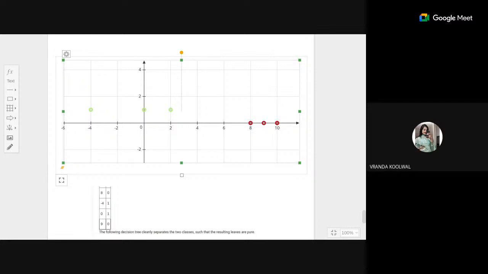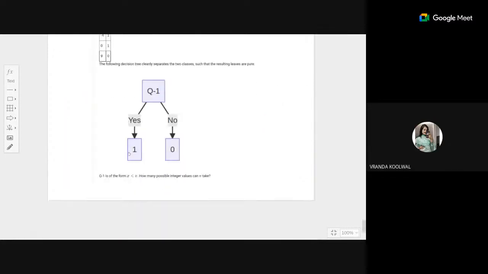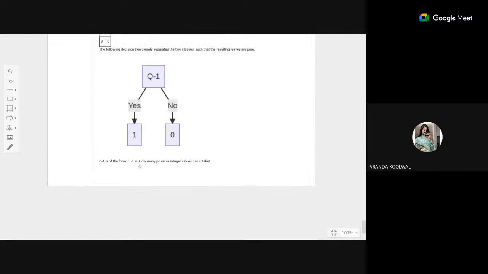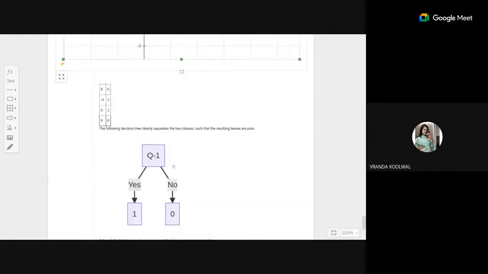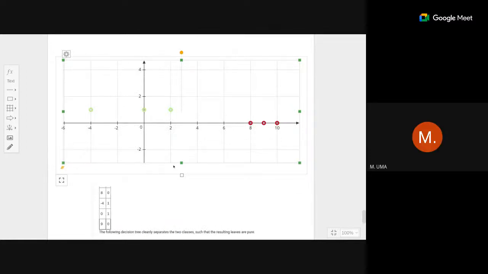No, what's the question? I'm not getting the question in the first place. So you have to determine the goodness of the question. Basically, x less than v. We have to insert a value that is good enough so that all of them are separated. Okay, yeah, there is purity in the left leaf. Got it.